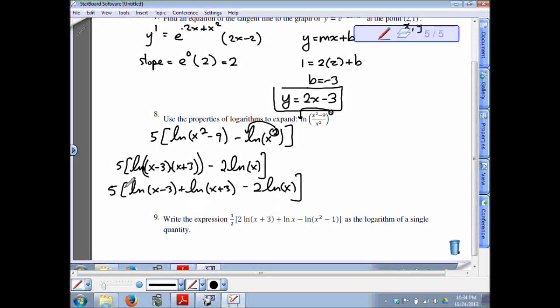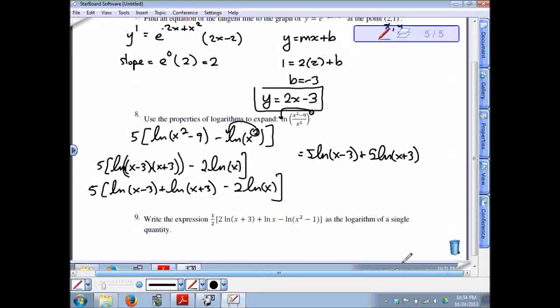And then we can distribute the 5 to each logarithm. So the final answer is 5 times the natural log of x minus 3 plus 5 times the natural log of x plus 3 minus 10 times the natural log of x.